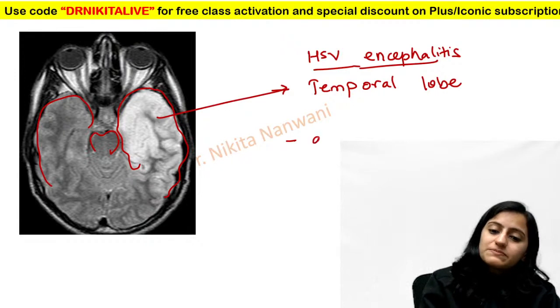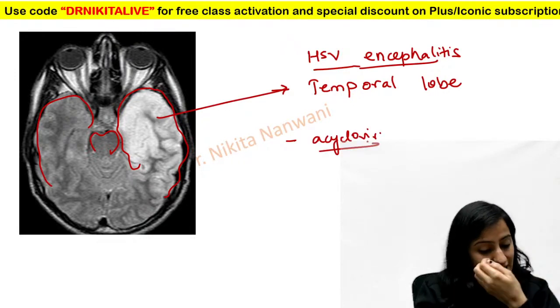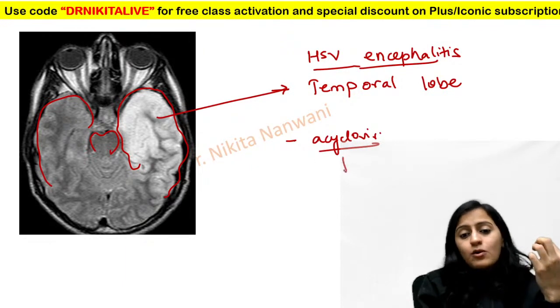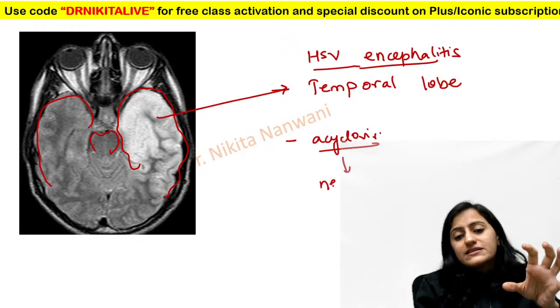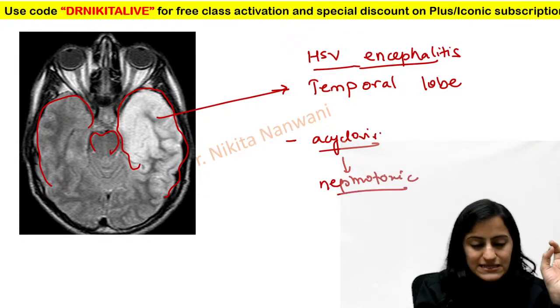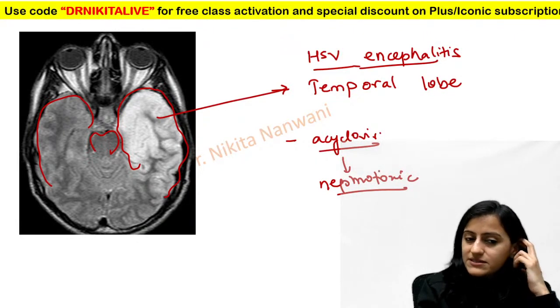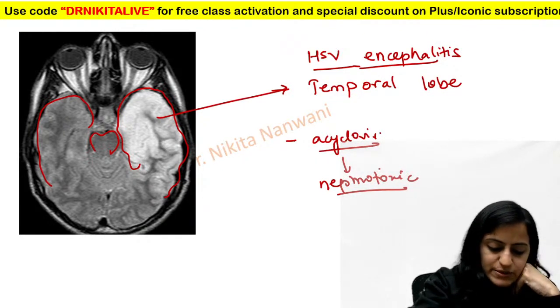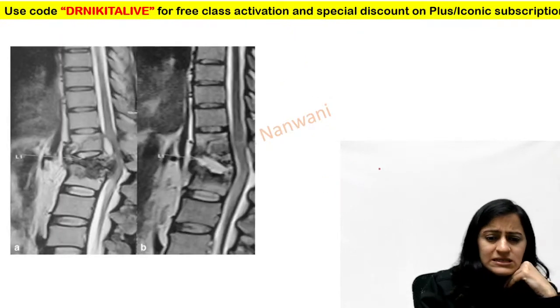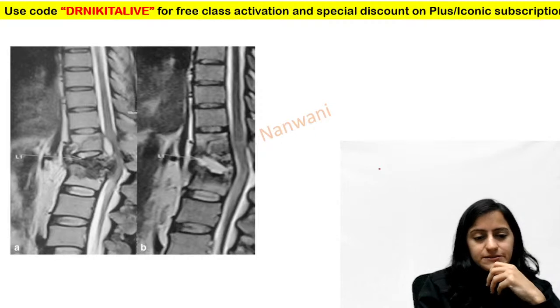What would be the treatment? For herpes encephalitis, we give acyclovir, right? Acyclovir needs to be given. What is the risk with acyclovir? It can be nephrotoxic. So you need to check serum creatinine before and during when you are giving acyclovir. Remember, it is nephrotoxic. Okay, so this is HSV encephalitis. Next one, what do you think is this infection? What is the diagnosis here?